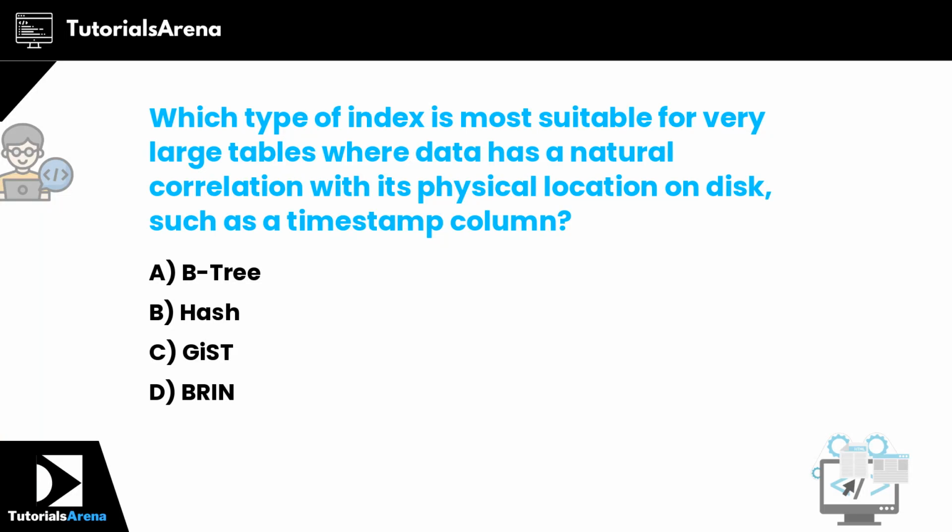Which type of index is most suitable for very large tables where data has a natural correlation with its physical location on disk, such as a timestamp column? The correct answer is option D, BRIN.